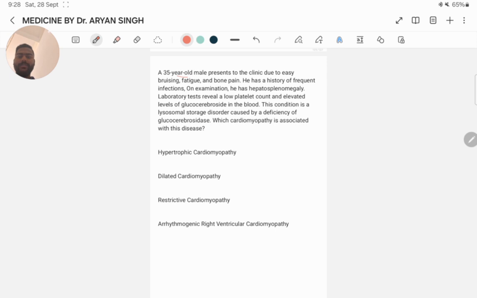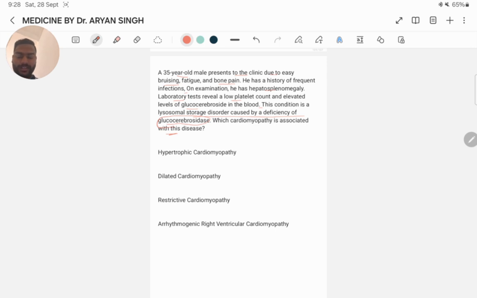A 35-year-old male presents to the clinic due to easy bruising, fatigue and bone pain. He has a history of frequent infections. On examination, he has hepatosplenomegaly. Laboratory tests reveal a low platelet count and elevated levels of glucocerebroside in the blood. This condition is a lysosomal storage disorder caused by the deficiency of glucocerebrosidase. Which cardiomyopathy is associated with this disease?